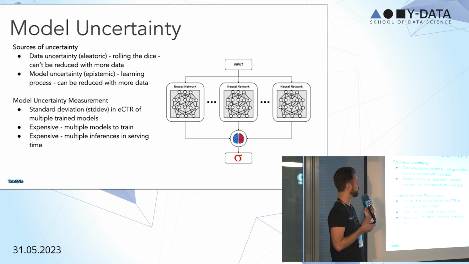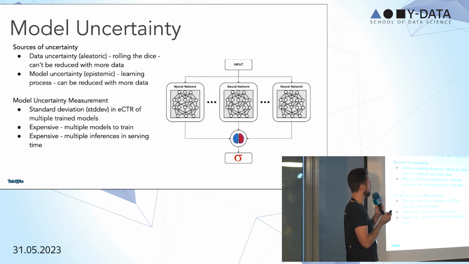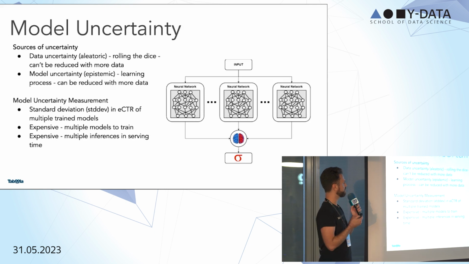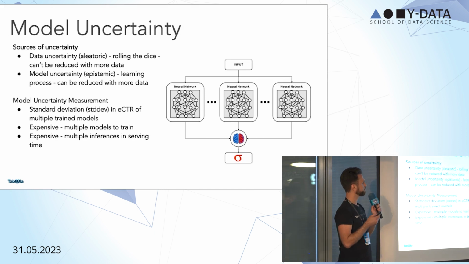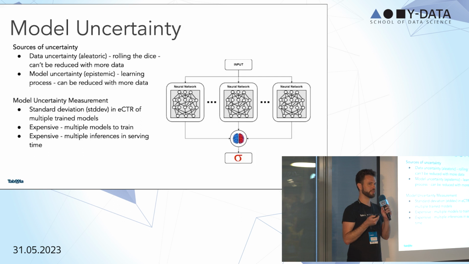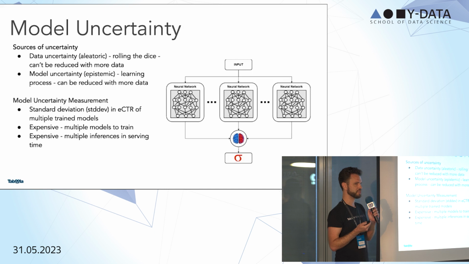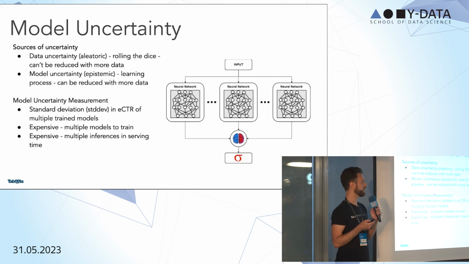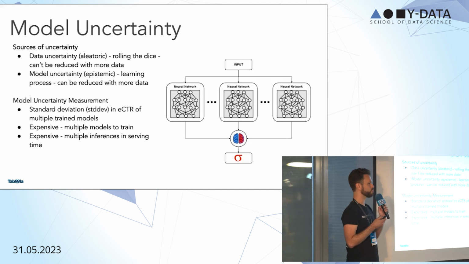So let's look at how we model uncertainty. There are two main sources of uncertainty. Data uncertainty, which is called aleatoric, is uncertainty that is embedded in the data. It's like rolling the dice. When you roll a die, you cannot know the outcome. Say it's a 6-faced die, it's 1 out of 6, and you cannot know what the outcome will be. No matter how many times you roll the dice, you will still get the same distribution. So it cannot be reduced with more data.